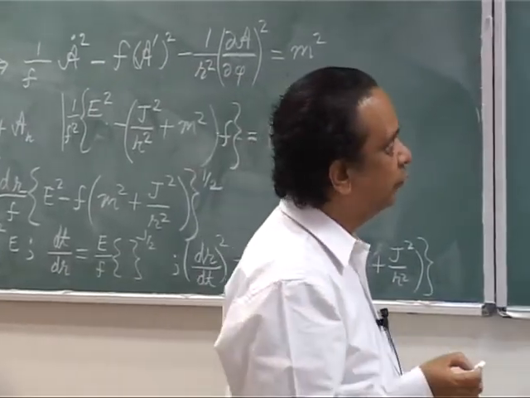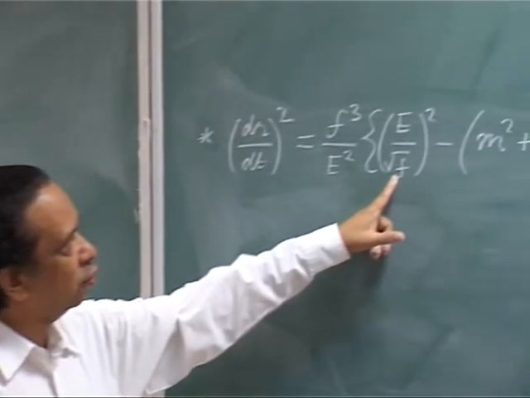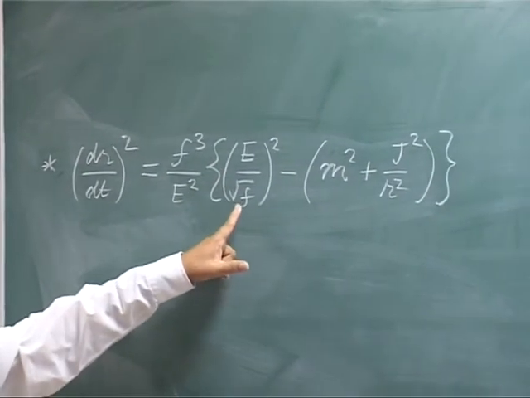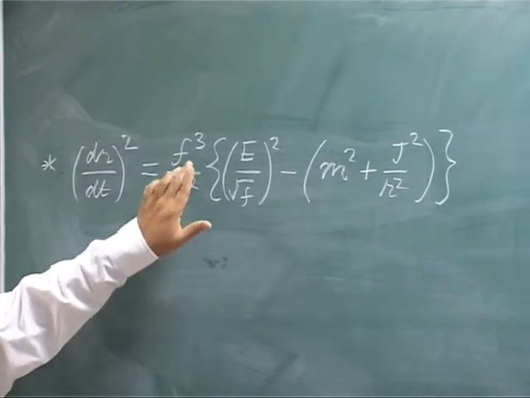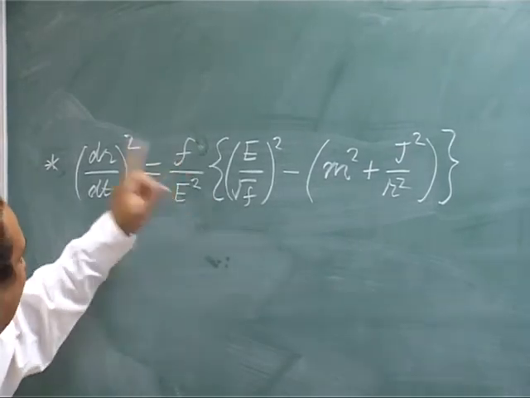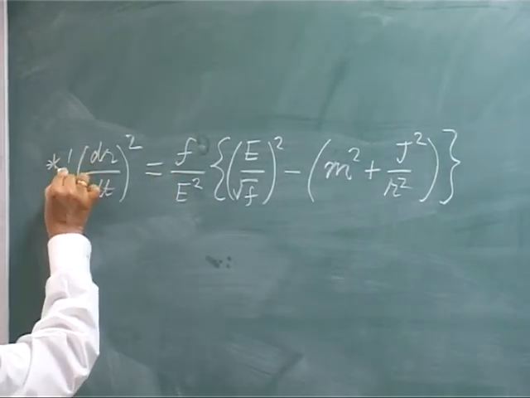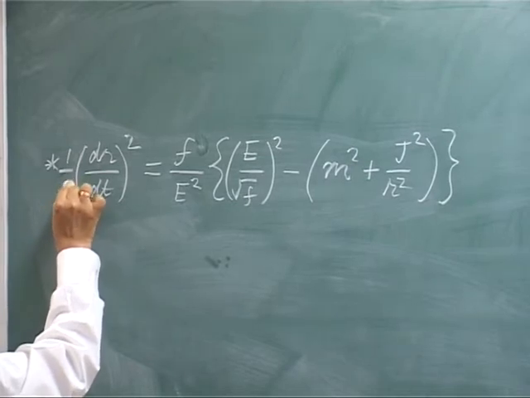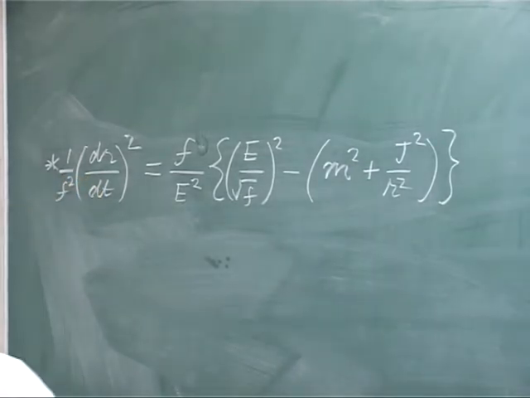Next, what I am going to do is that I have a e upon root of e square upon f here. I will retain another e square upon f here, and I will take that f square and put it here. Okay.